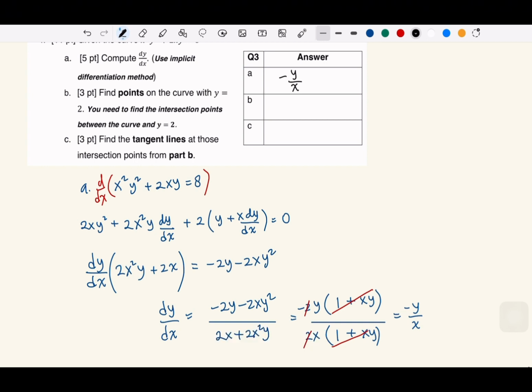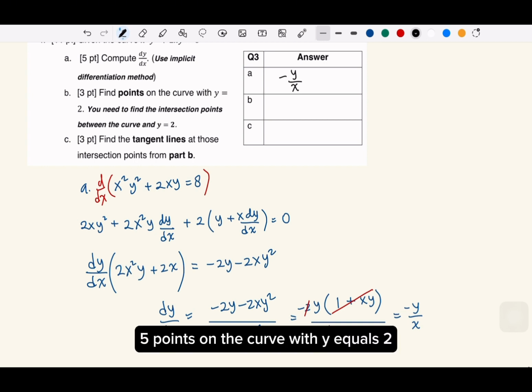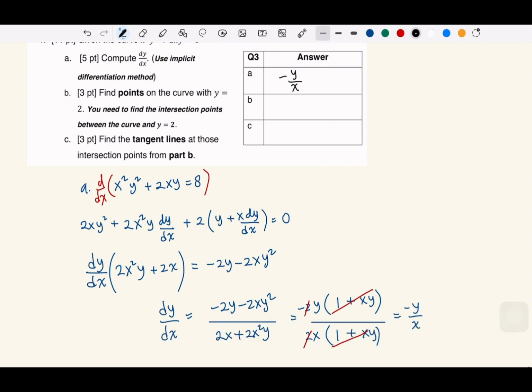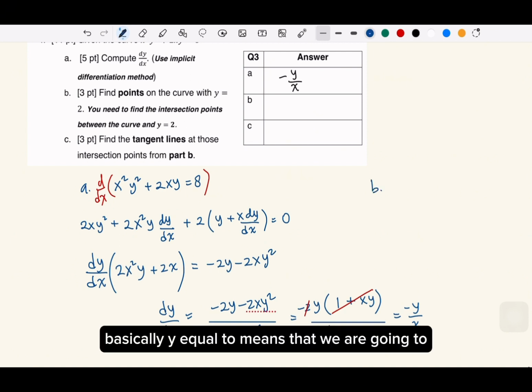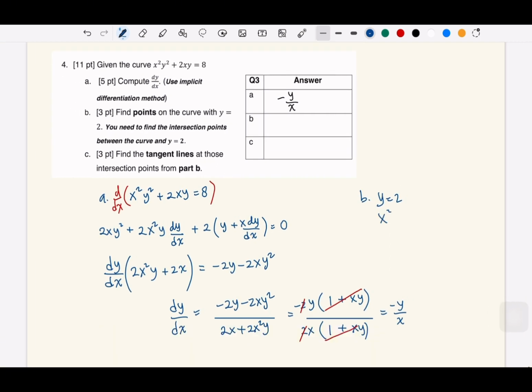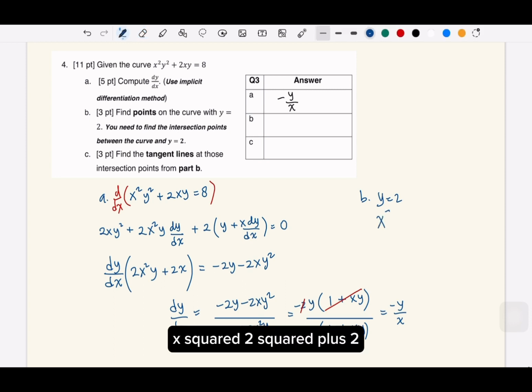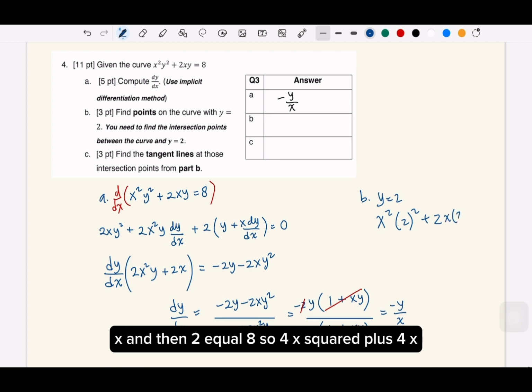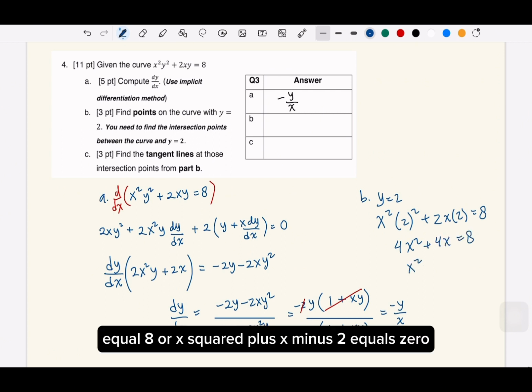For number B, find points on the curve with y equals 2. So it means that you need to just plug in y equals 2 inside. Okay? So number B, y equal to 2 means that we are going to have x squared, 2 squared plus 2x and then 2 equal 8. So 4x squared plus 4x equal 8, or x squared plus x minus 2 equals 0.